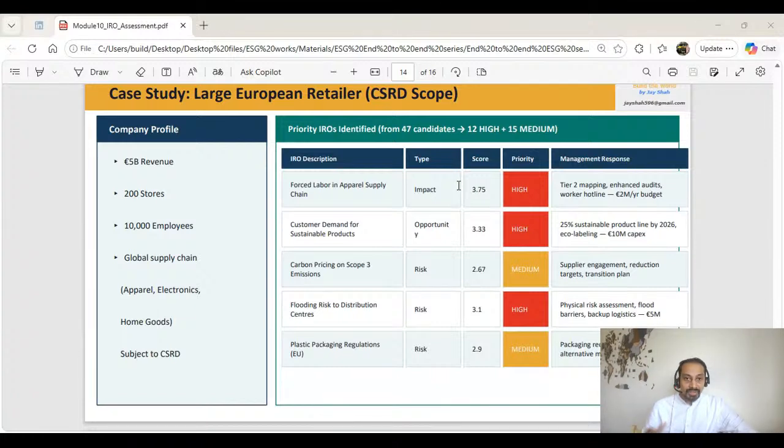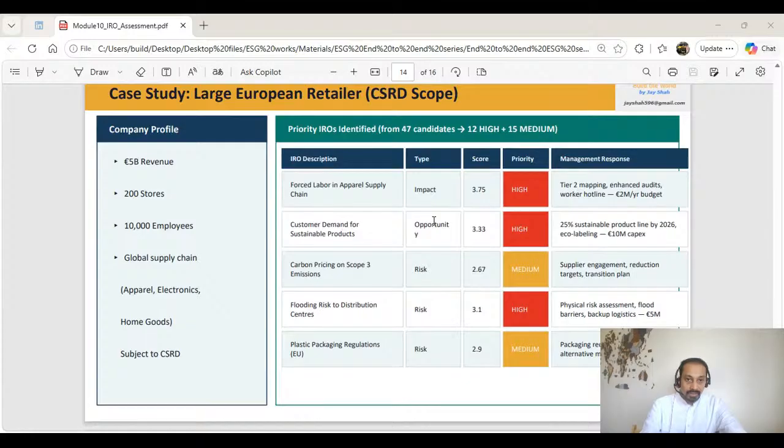And the likelihood is 3. There is limited visibility beyond tier 1, but the risk is very real. The management response is supplier mapping, enhanced audits, and a worker voice mechanism that they have developed, such as a hotline and survey. They built these for a budget of 2 million per year. So this is a high-resource, high-priority response to a severe potential impact. That covers forced labor in the apparel supply chain.